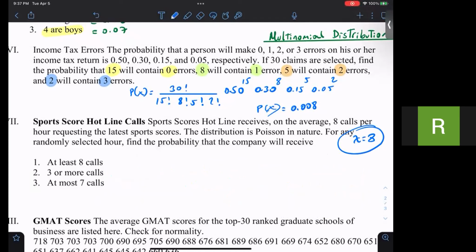And for the last one, they're asking you at most 7. So at most 7 means 7 or less, right? If you do the complement here, that will not help you. So here you will have to do directly x equals 0 plus x equals 1 and so on, until you get x equals 7.